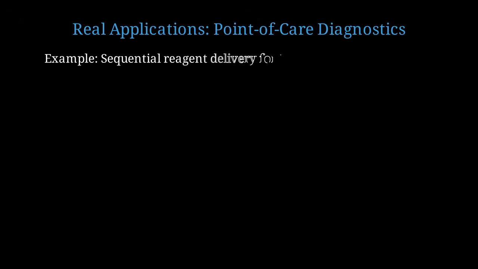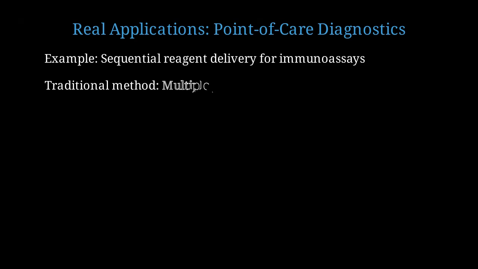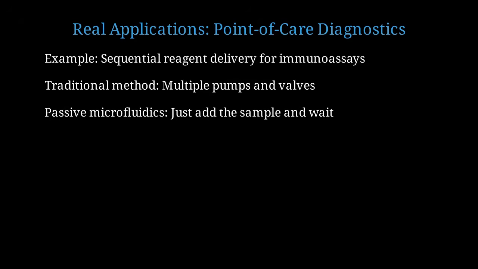For example, in an immunoassay to detect a disease marker, you need to deliver different reagents in a specific order. First the sample, then a wash buffer, then a detection antibody, then another wash, then a color-developing reagent. Traditionally, this requires complex equipment, with multiple pumps, valves, and precise timing control. With passive microfluidic valves, you simply add the sample to the inlet, and the geometry does the rest. The reagents are preloaded in different chambers, and they're released in sequence automatically as pressure builds.